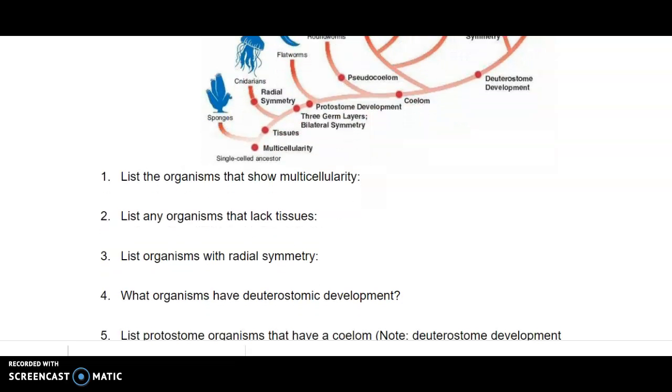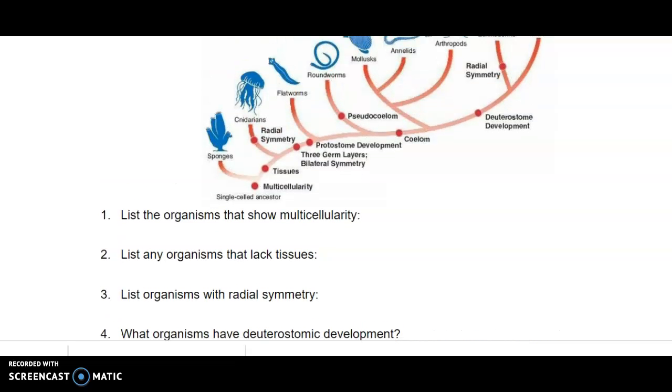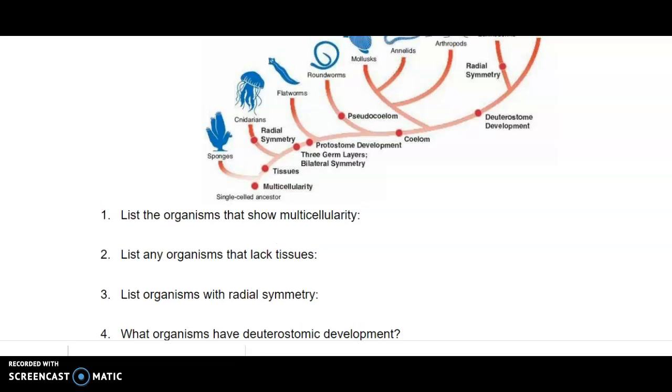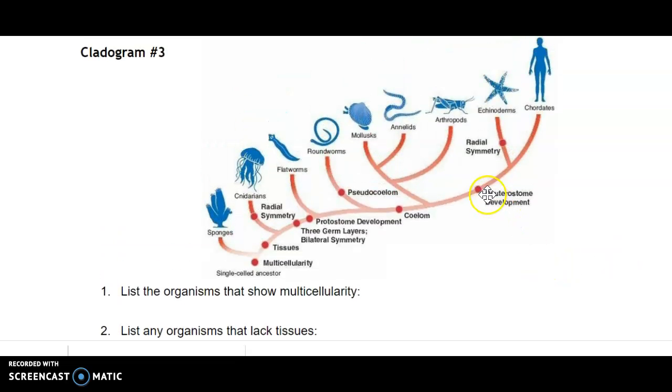Number 4 says, what organisms have deuterostomic development? Deuterostomic development, that has to do with the digestive tract there. And deuterostomic development is right here. Okay. These had a C come back here. That's a different one. And protostome development is back here.